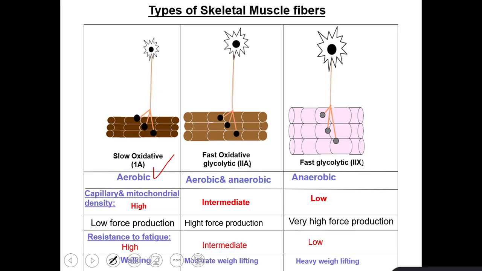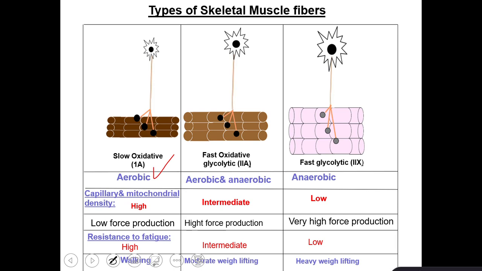The force produced by the slow oxidative muscle fibers, type 1A, is low force, but they are resistant to fatigue. They can work for hours without being tired. So they are used for low force movements like walking. You can walk for hours using them. They do not get tired easily.